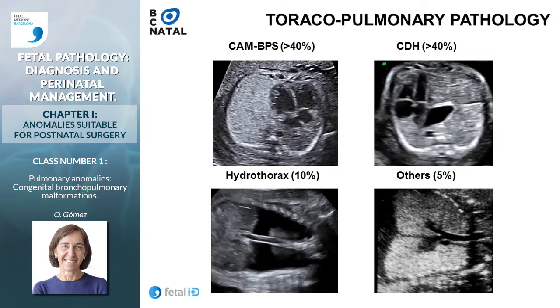Most of the time, the thoracopulmonary pathology will be detected because the heart is displaced and the lungs are not homogeneous, as in the bronchopulmonary malformations, congenital diaphragmatic hernias and hydrothorax, which constitute 90% of the thoracopulmonary pathology. There will be a smaller percentage of anomalies that will be harder to detect.